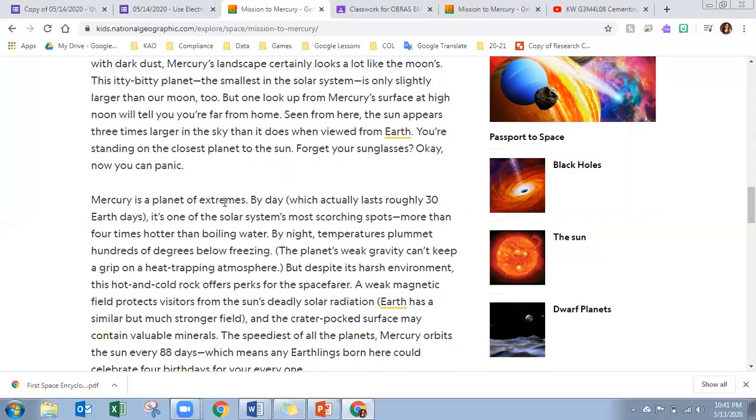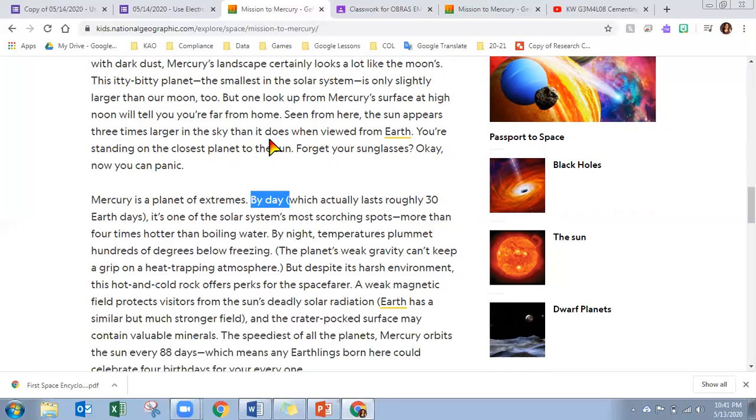Mercury is a planet of extremes. By day, which actually lasts roughly 30 Earth days, is one of the solar system's most scorching spots, more than 4 times hotter than boiling water. By night, temperatures plummet hundreds of degrees below freezing. So it has a harsh environment. This hot and cold rock offers perks for the spacefarer. So by day, it is really, really hot, 4 times hotter than boiling water.